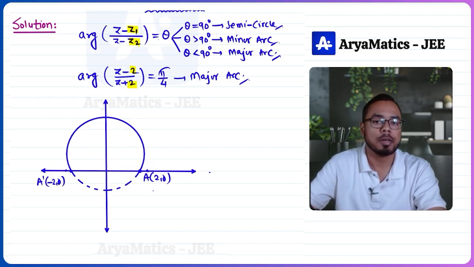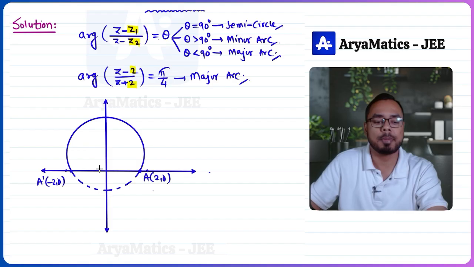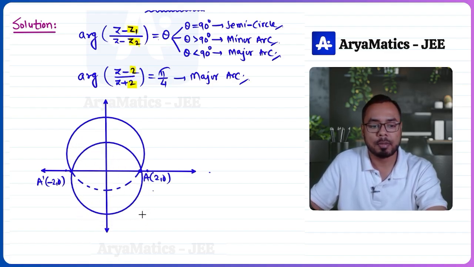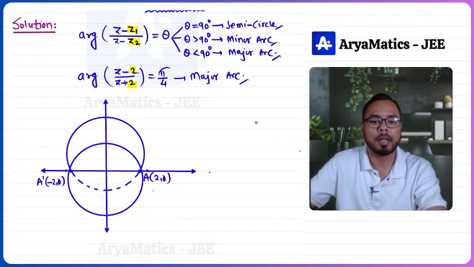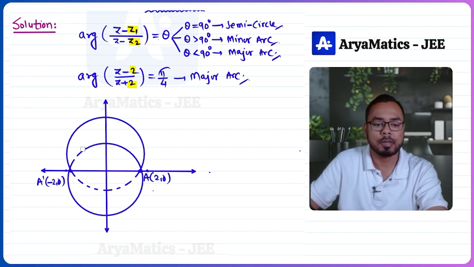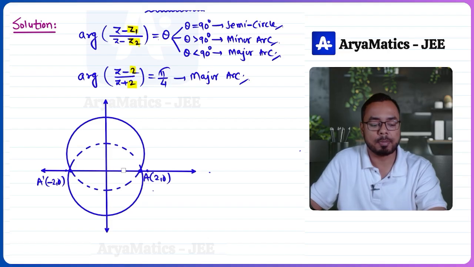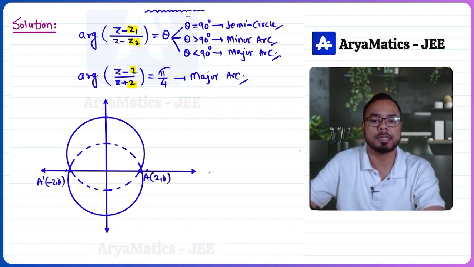That is one possibility. Another possibility will be that we can draw another circle with AB as chord, but now the major portion of the circle is in the third and fourth quadrant, and only a portion of the graph is in the first and second quadrant. So these are the two possibilities, right?